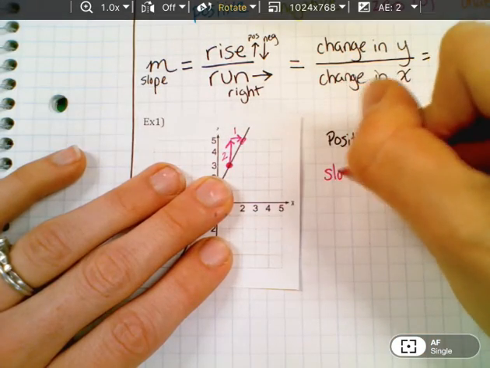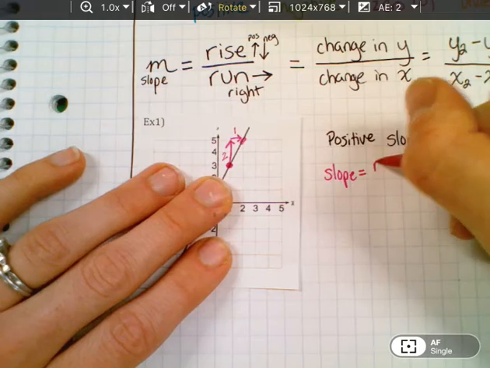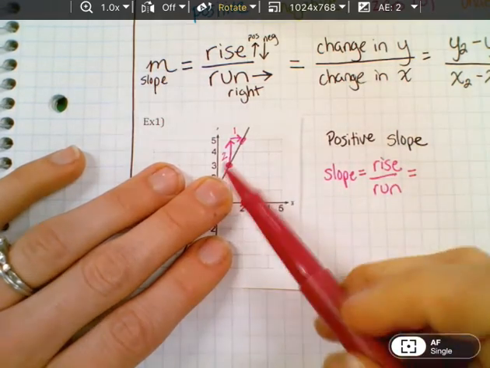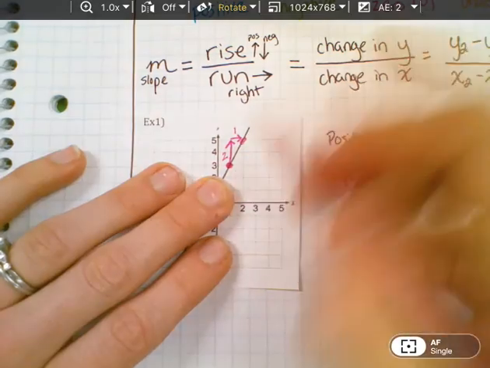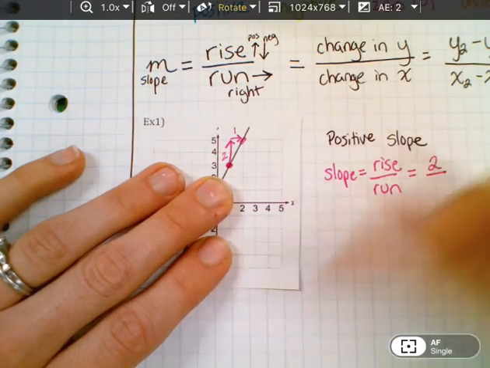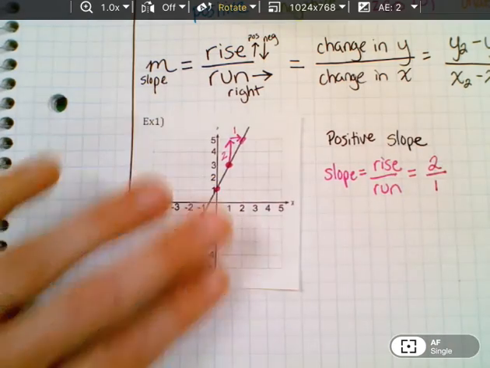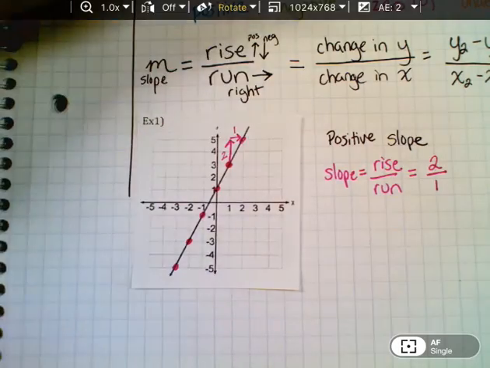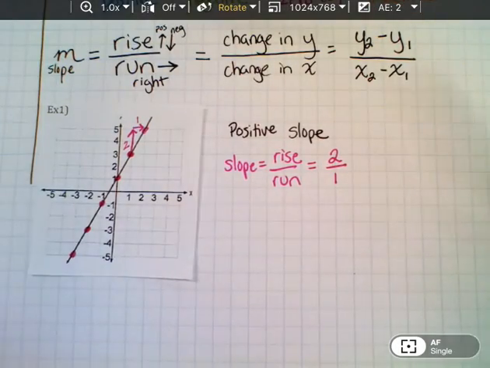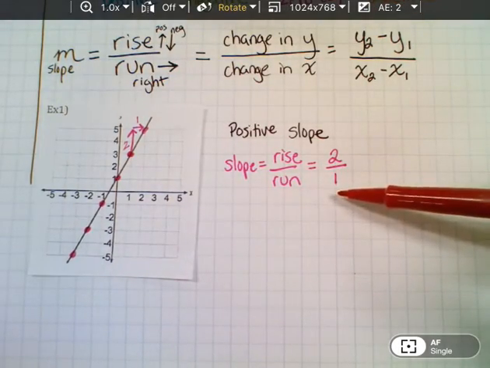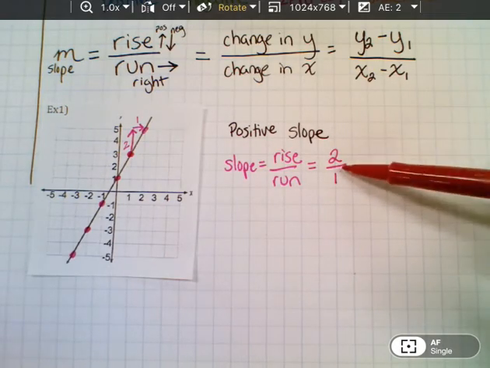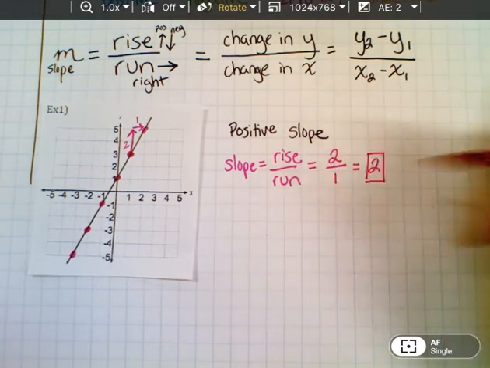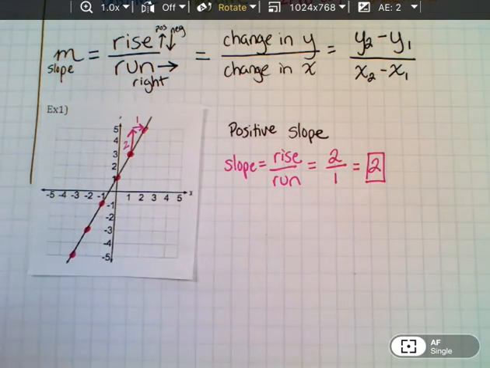So the slope here equals rise over run. The rise was positive because I went up. I went up 2, so the rise was 2, and the run was 1. So the slope is 2 over 1. Now, if you can simplify your answer, you always want to. So in this case, 2 over 1 is really just a division problem, 2 divided by 1, and 2 divided by 1 is 2. So the slope of this line is 2.